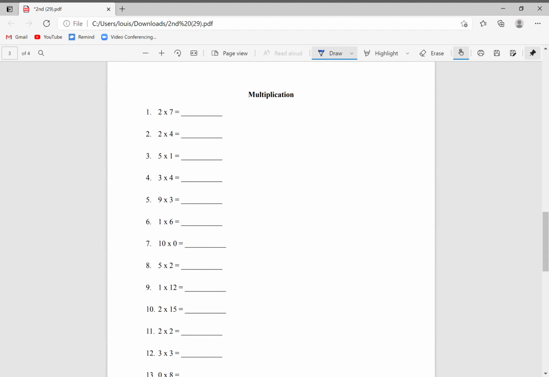Moving on to multiplication. Multiplication is simply addition, but in a different form. So 7 times 2. Well, 7 times 2 can be interpreted as 7 plus 7, because 2 7s add up to 7 plus 7, which equals 14. That's one way of thinking about it.